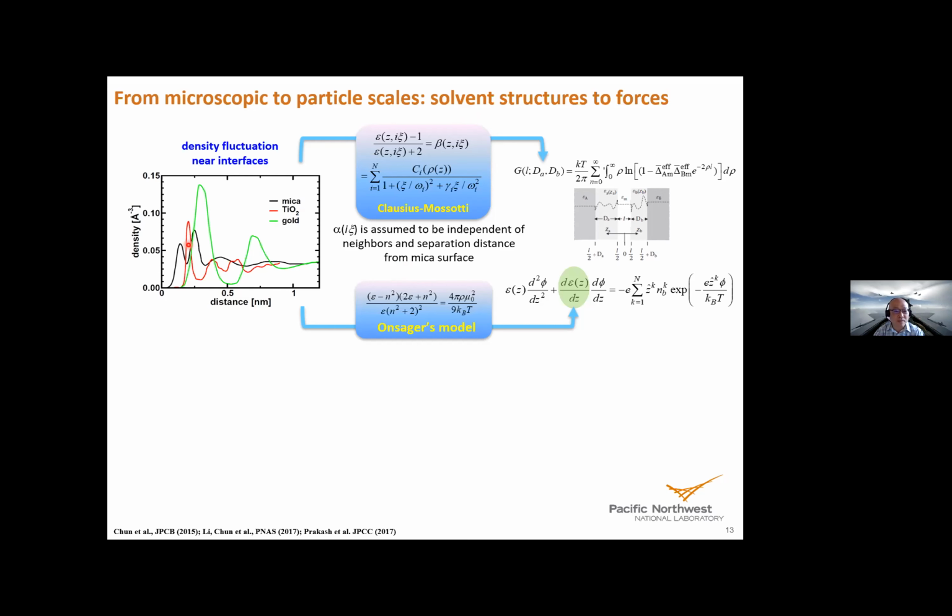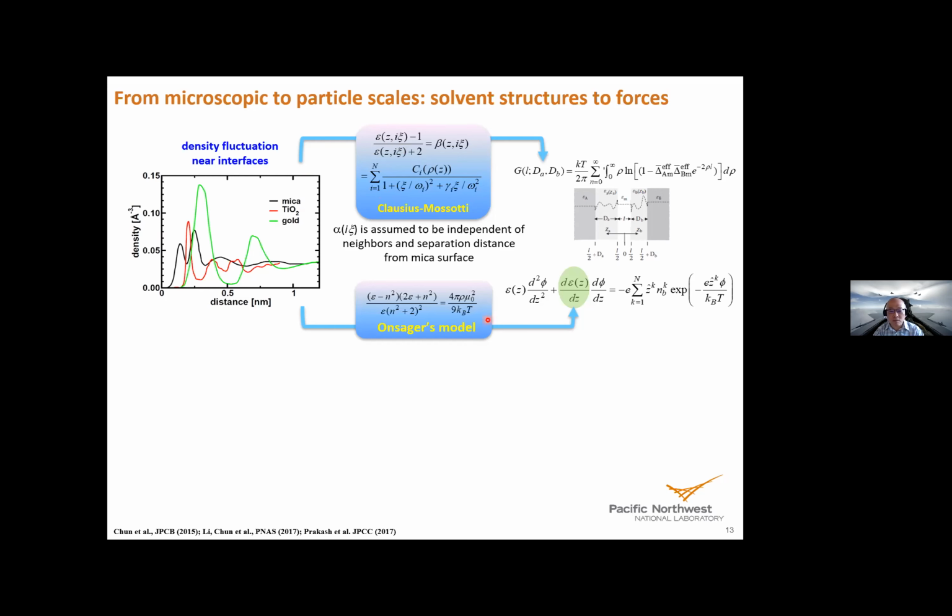We use the density fluctuation near the interface, which is about 1 nanometer or so, depending on mica, TiO2, and gold. We use two ways. One is mapping this density fluctuation into properties. In the van der Waals case, the relevant property is the dielectric properties as a function of frequency. So we use the well-known Clausius-Mossotti equation to map this density profile into the dielectric functions.